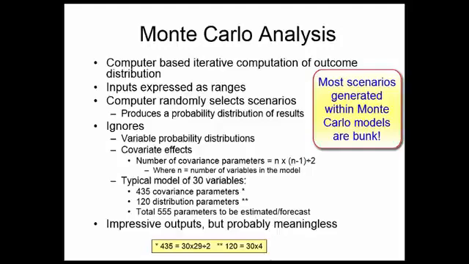For instance, in a model of 30 variables, there are actually 435 covariance parameters, 120 distribution parameters. Hence, to conform the model to a Monte Carlo analysis effectively, there's a total of 555 parameters that have to be estimated and forecast with some kind of accuracy. Estimating the basic 30 variables itself is quite a challenge. Clearly, this is beyond the realms of what is practically scientifically possible.